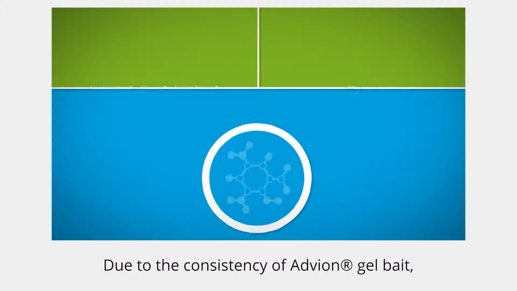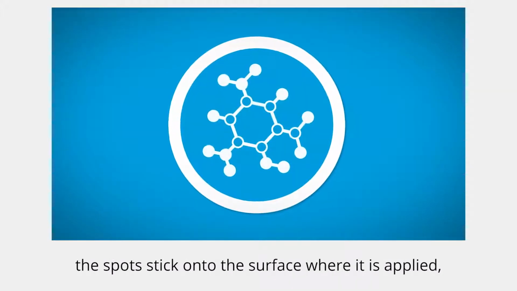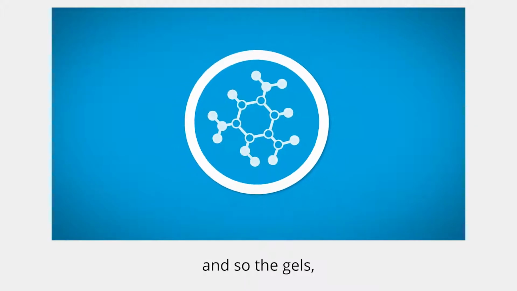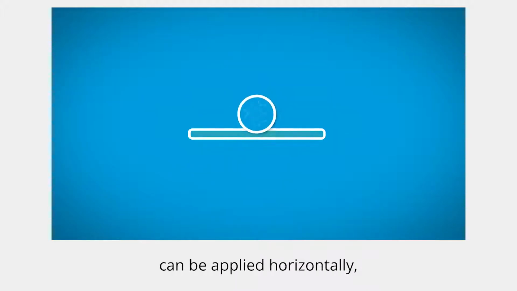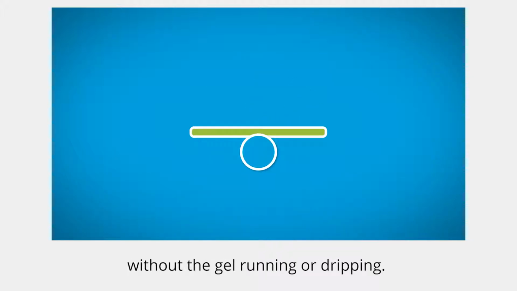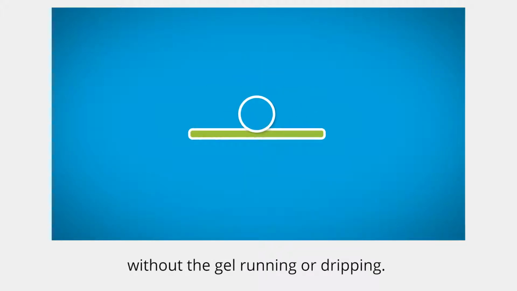Due to the consistency of Advient gel bait, the spots stick onto the surface where it is applied, and so the gels, but also the bait stations, can be applied horizontally, vertically, and even on the underside of a surface without the gel running or dripping.